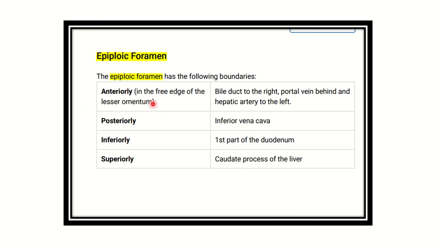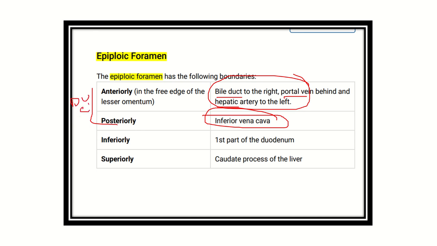Anteriorly, it is the free margin of the lesser omentum, and it contains three important ducts: hepatic artery, portal vein, and bile duct. Here we can see this is the hepatic artery, portal vein, and the bile duct. So it is the anterior boundary, and posteriorly here we can see this is the inferior vena cava. So the anterior and posterior boundary, here they present only ducts. Here we can see this is the duct and vessel, that means channel. So anteriorly hepatic artery, portal vein, and bile duct, and posteriorly inferior vena cava.